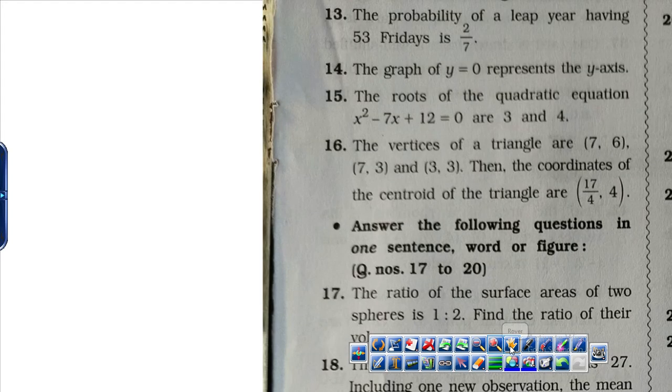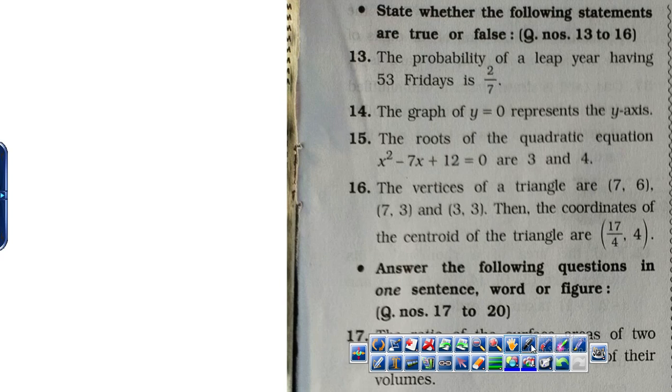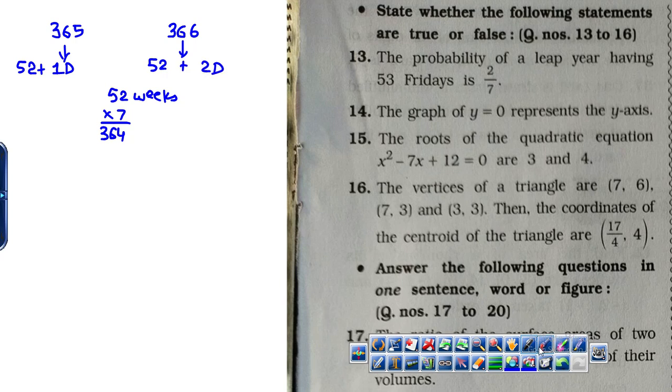Thirteenth question. The probability of a leap year having 53 Fridays. Normal year has 365 days. Leap year has 366 days. 52 weeks are there in a year. Into 7, 364. So the year never ends after 52 weeks. Within a year there are 52 weeks plus one extra day. And if it is a leap year, 52 weeks plus 2 extra days. 52 Fridays will definitely be there because 52 full weeks are there. So 52 Fridays will come, but the probability that a 53rd Friday comes is 1/7. And if it is a leap year, then 2/7.